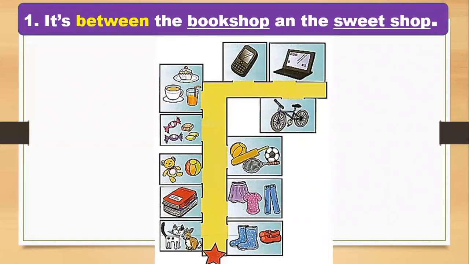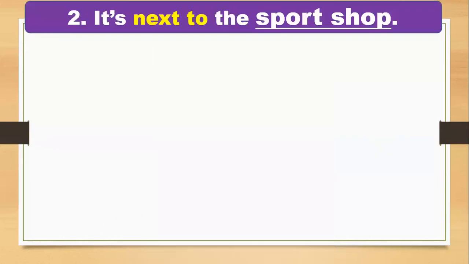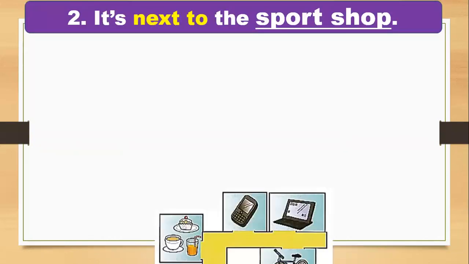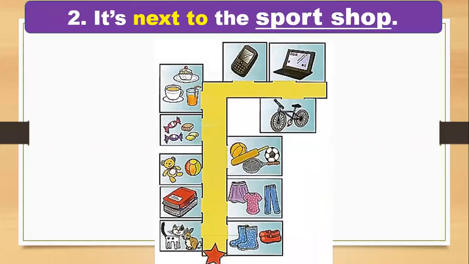It's between the bookshop and the sweet shop. First, you have to find the bookshop and sweet shop. So, where is the bookshop? Here. And where is the sweet shop? Here. So, what's between the bookshop and sweet shop? There is a toy shop. Let's talk about the next question. It's next to the sports shop. Look at this map. Where is the sports shop? Here is the sports shop. So what's next to the sports shop? There is a cloth shop.